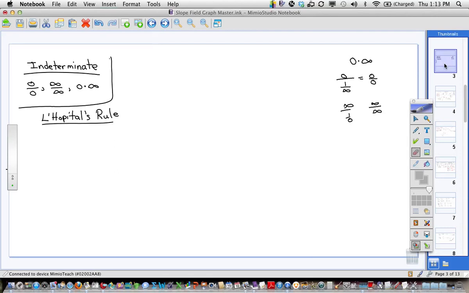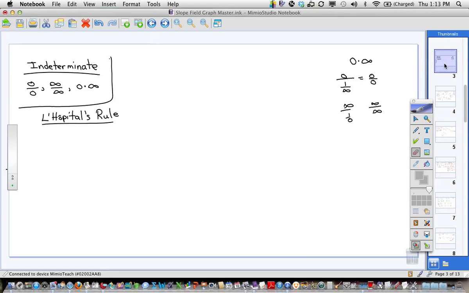L'Hôpital. Oh, does it need an accent or something? Probably. I don't know. Does it have that in the book? Yes. Oh, it does. There we go. L'Hôpital's rule. Some French person, evidently. Okay?